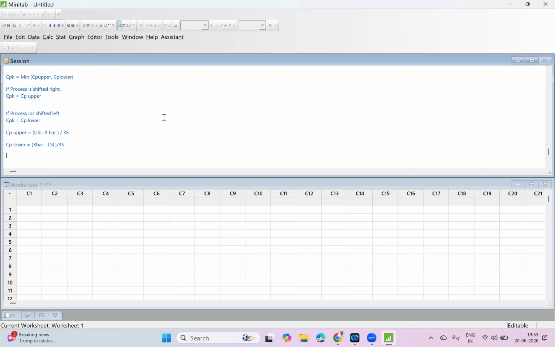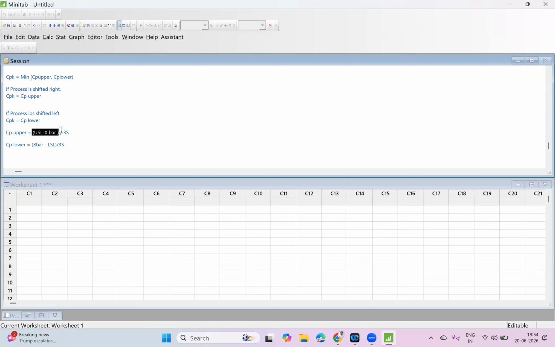See, if you look at the formula of CP upper and CP lower, if there is no shift, both ratios will have the same value. How many of you are able to visualize USL minus X bar? Can you tell me another suitable terminology for this? What is USL minus X bar? Is it representing the full tolerance or half tolerance? Half tolerance.